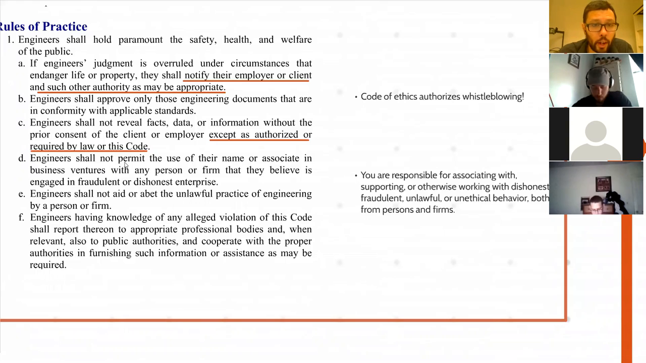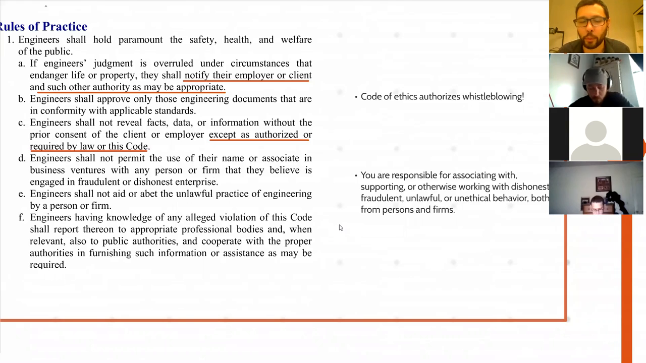I just wanted to note that not only are you responsible for doing the right thing yourself, but you're responsible also for who you associate with. So if you are working with someone that you know to be acting unethically, dishonestly, illegally, then you can't work with them anymore. You're obligated by the code of ethics to stop working with them, and moreover, to let the proper authorities know about this unethical or illegal behavior. If you continue to work with someone that you know is committing unethical behavior, you've also committed an unethical behavior.